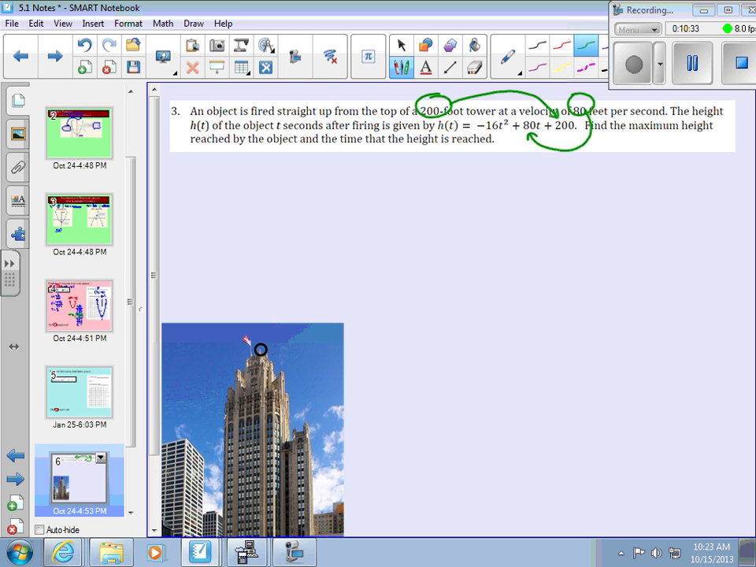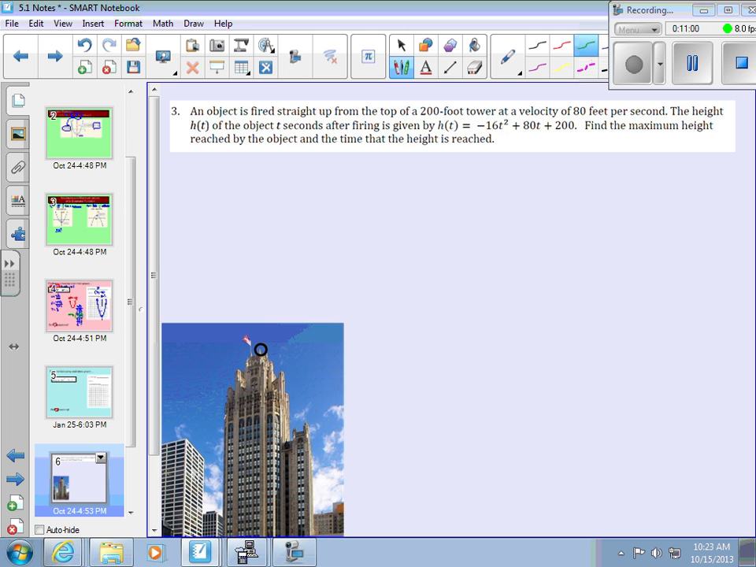There's also this negative 16, and some of you that keep going and maybe do some stuff in physics or go on to pre-calc and calculus will learn that that number is associated with gravity. That's the gravity force, that's acceleration that's pushing down on this object. So those numbers are already kind of in our equation. What they want us to do is find the maximum height reached by this object.